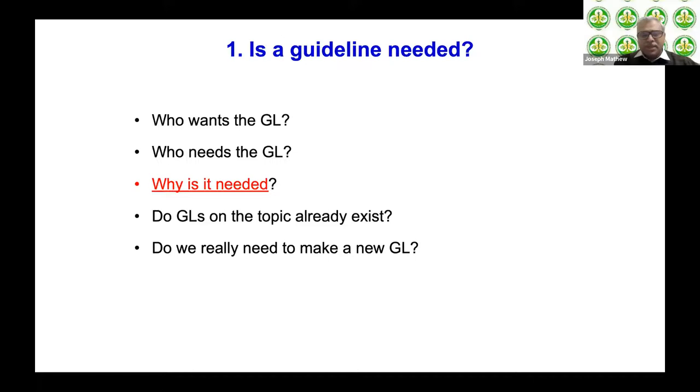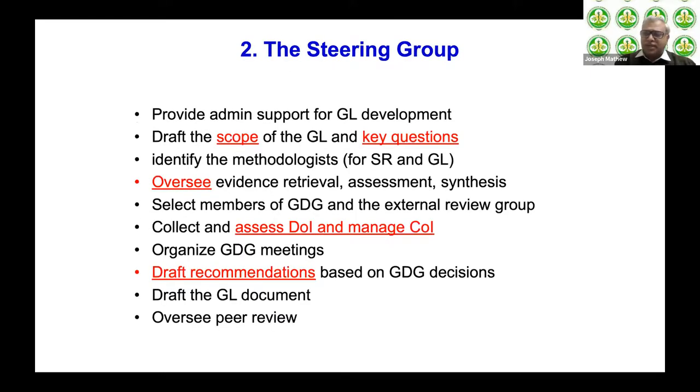So that is not required. So I think a lot of decision-making has to go into deciding whether a guideline is actually required to be developed or created. And once that is done, then the rest of the steps follow. The second step, of course, would be to form a steering group.